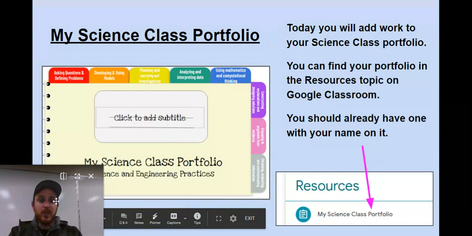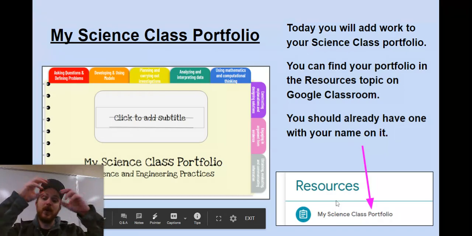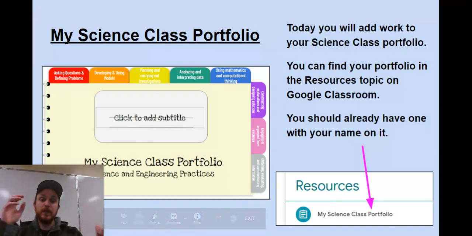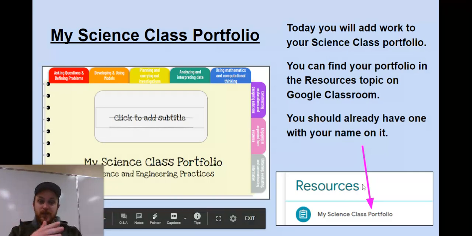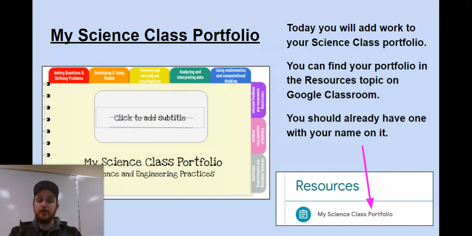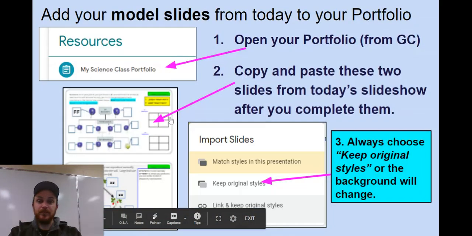So if you were in my class, you've already started this. You can go back to the resources tab in Google Classroom and open the assignment, and it should already have your name on it. There should be some atoms that you created, or some molecules that you've modeled with different atoms already in there. If this is the first time you've done it, then there'll be like 4 slides when you come in, and that's okay. Make sure your name is on the front.